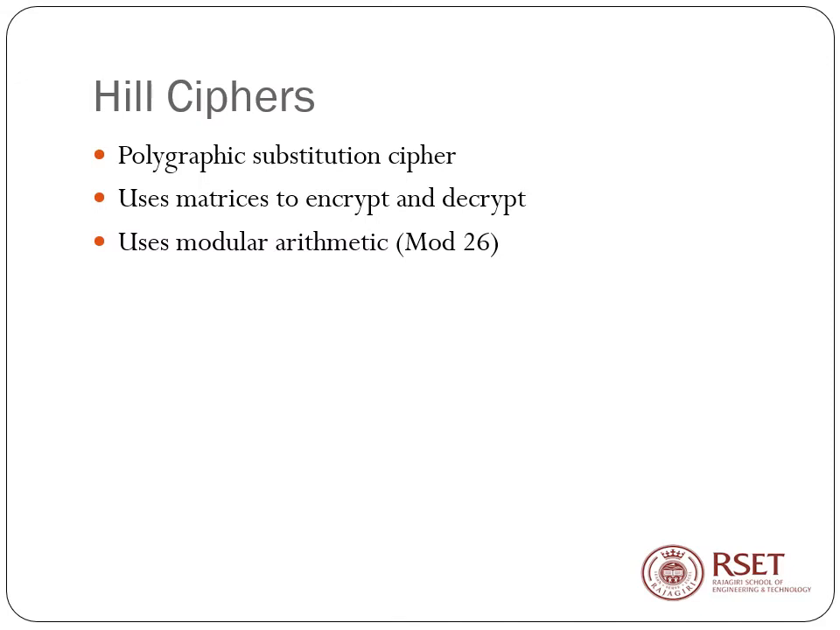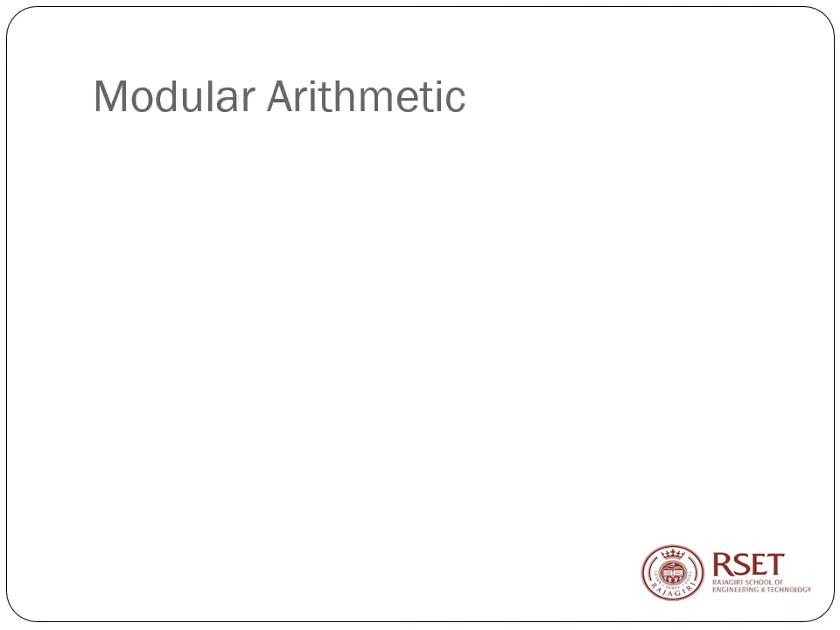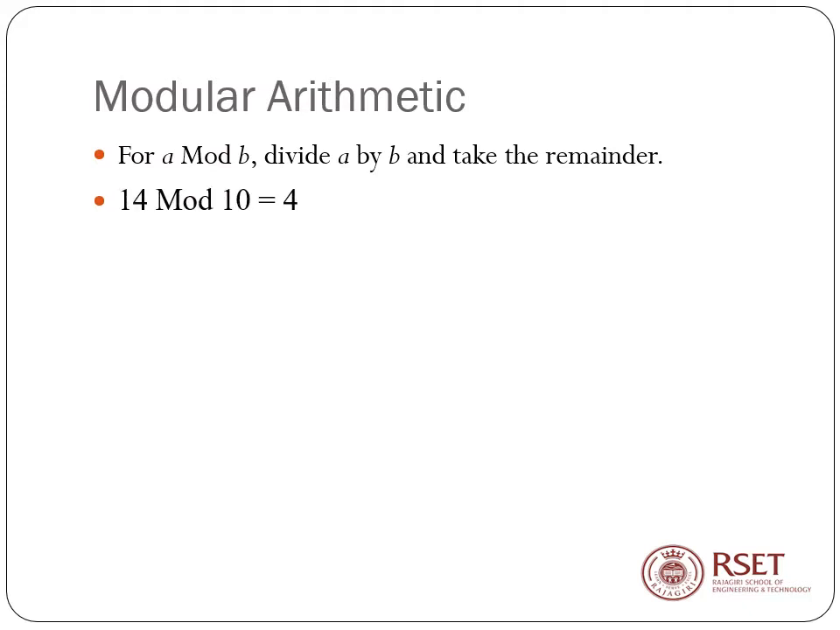Just to understand how the cipher works, I'll be discussing certain things. I'll be giving a detailed explanation in my slides so that will be helpful for you. So basically, modular arithmetic: for A mod B, divide A by B and take the remainder. So 14 mod 10, you get 4 as the remainder. 24 mod 10, the quotient will be 2 and the remainder will be 4.